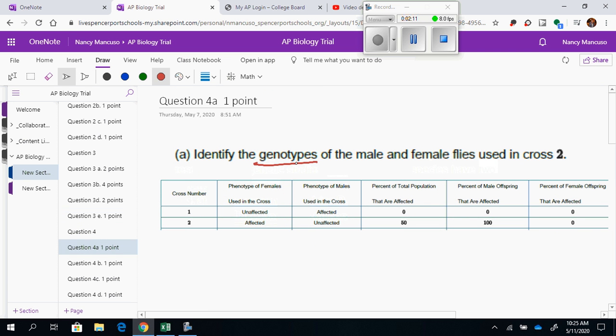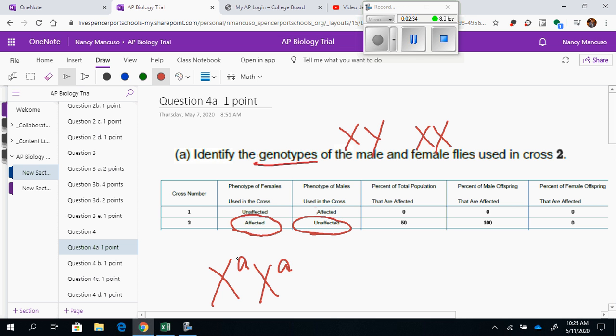Identify the genotypes. So that means they want me to give the letters of the male and the female flies used. So the male is going to be XY. The female is going to be XX, used in cross 2. So here's cross 2. The female is affected and the male is unaffected. So the female, since she is affected, she has to be X little a, X little a. It's the only way that a female would express a sex-linked trait is if both of her X's had the recessive gene. For the male, he is unaffected, which means he's X big A, Y.